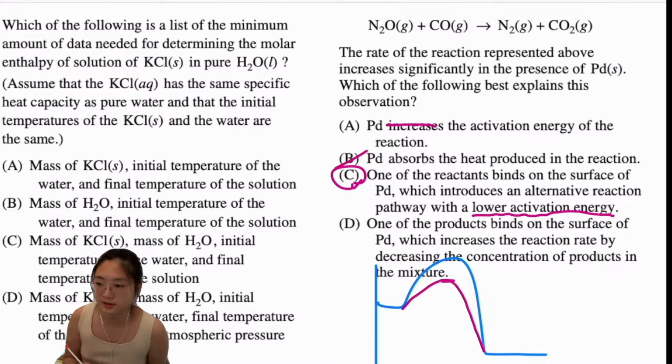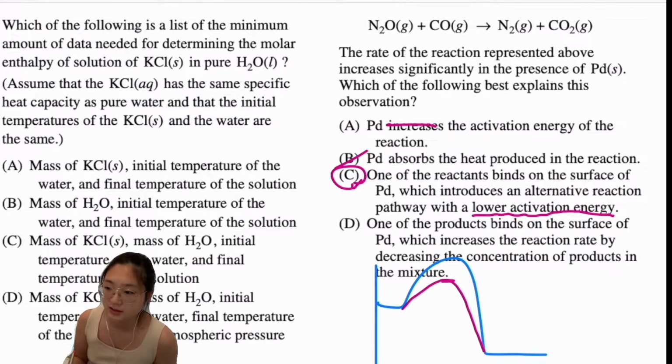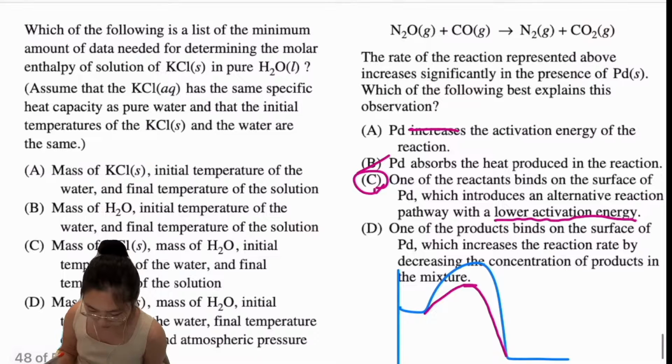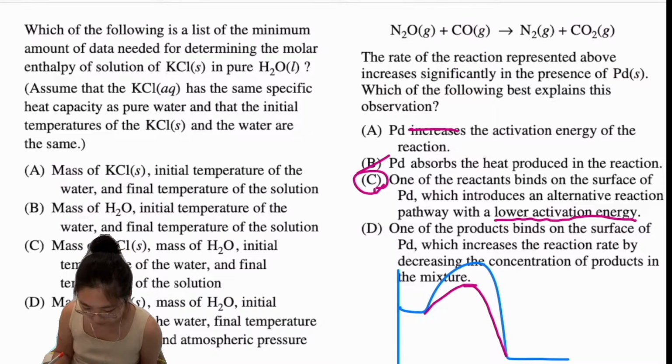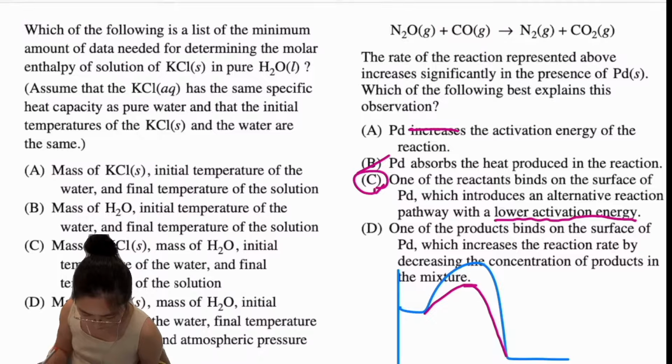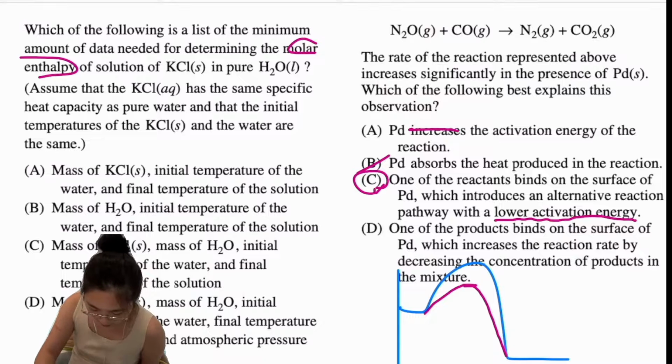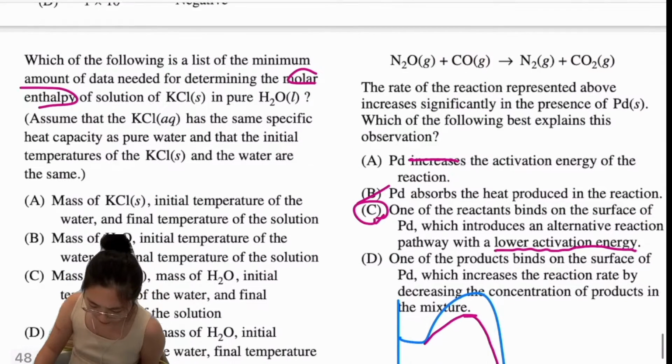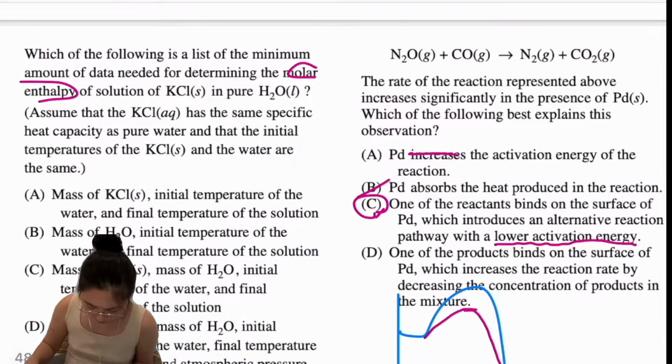AP gives you 4 answers to pick, A, B, C, D. Which of the following is a list of the minimum amount of data needed for determining the molar enthalpy of the solution of potassium chloride in pure water? Assume that potassium chloride in aqueous solution has the same specific heat capacity as pure water and that the initial temperature of the potassium chloride and the water are the same. I need to determine the molar enthalpy of the solution. Oh, okay. So we need to find the molar enthalpy of the solution.